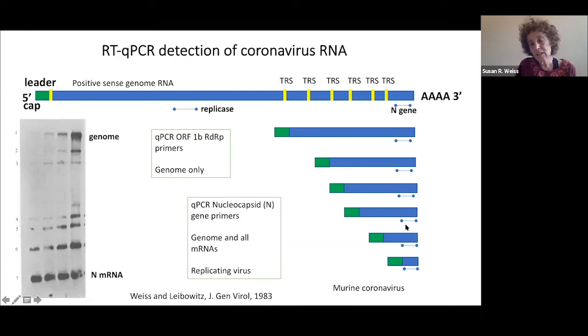This would be a more sensitive test to look for the nucleocapsid, because all of these RNAs have nucleocapsid sequences, and you can see it's also the most abundant RNA.